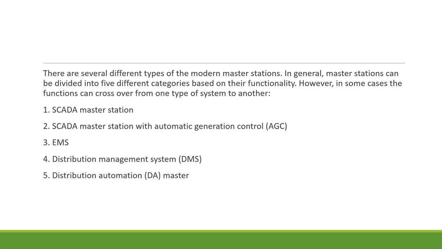So what are the 5 broad categories of master station? One could be called SCADA master station. Another can be SCADA master station with automatic generation control. You know what we mean by the AGC. EMS could be the third one. Distribution management system, that could be the DMS. Distribution automation master, that could be the 5th category. Let us see what are the functions of these master stations. Quickly we will complete this.